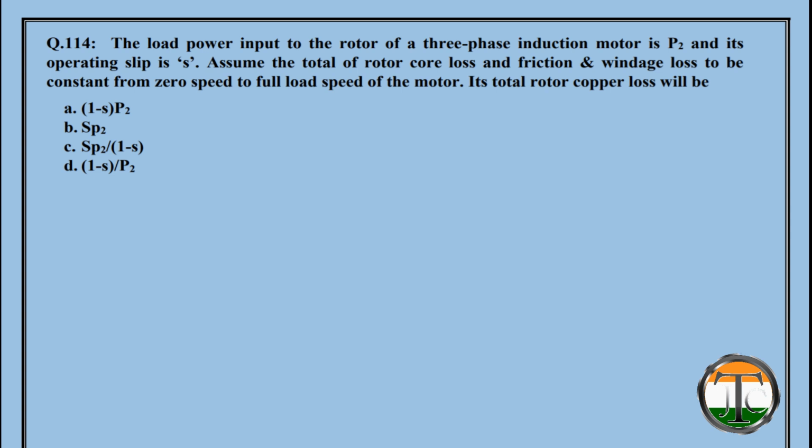And here the mechanical power is not given, but I say that mechanical power will be PAG into 1 minus S, where PAG is equal to air gap power. But here in the question only the rotor copper loss is being asked, so the answer will be S into P2.